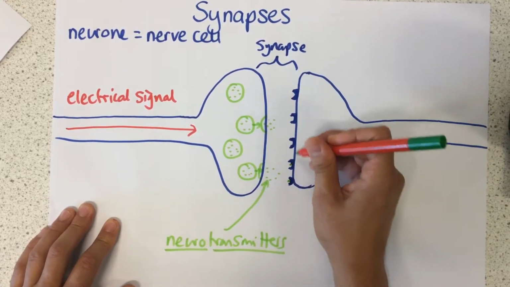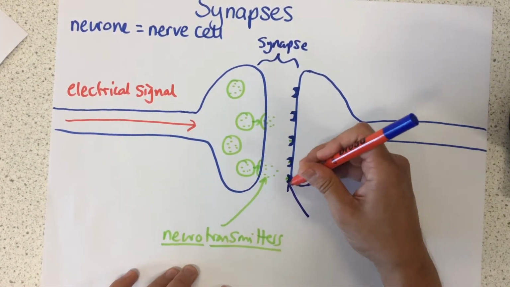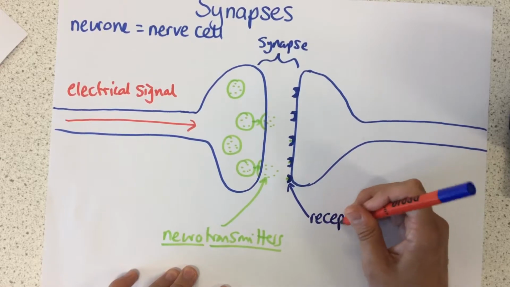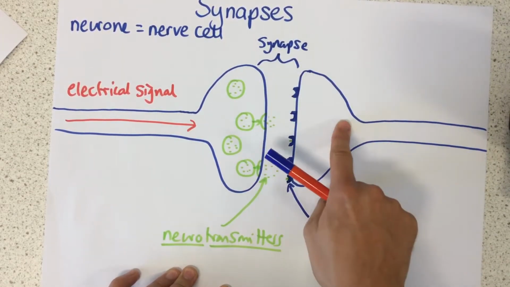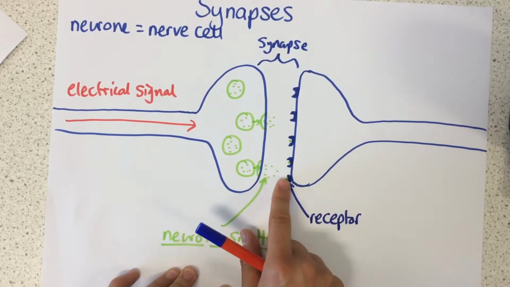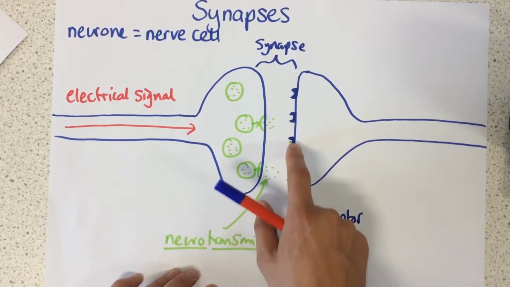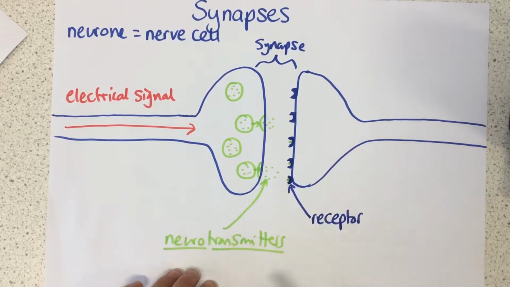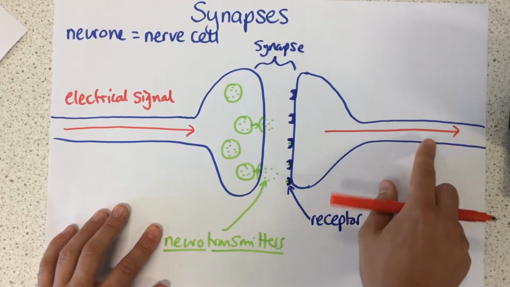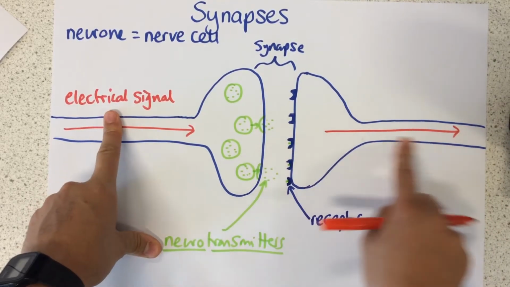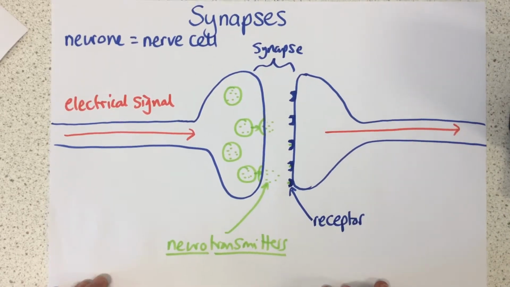And when they do, they can bind to receptors on this other neuron. The synapse is the gap, this is a neuron. So the neurotransmitter can bind to this receptor, and if we have enough of these neurotransmitters, then we're going to get an electrical signal, which will travel down this neuron as well. So that's all there is to it, really.